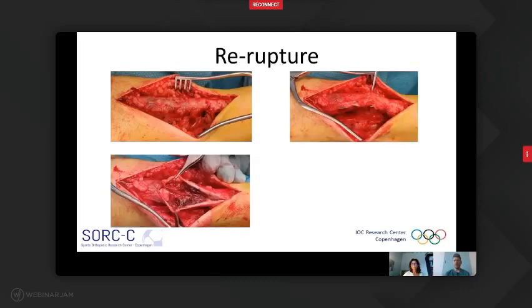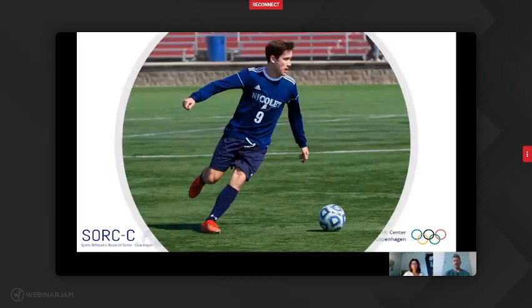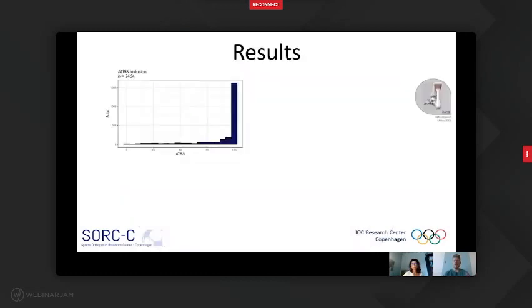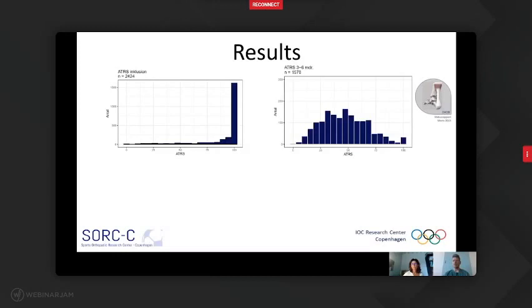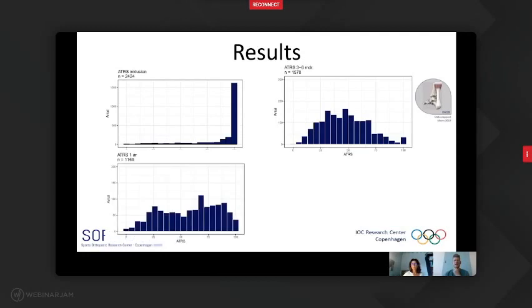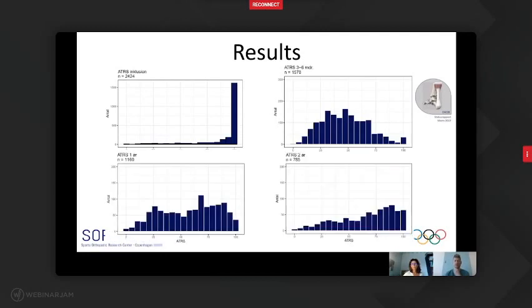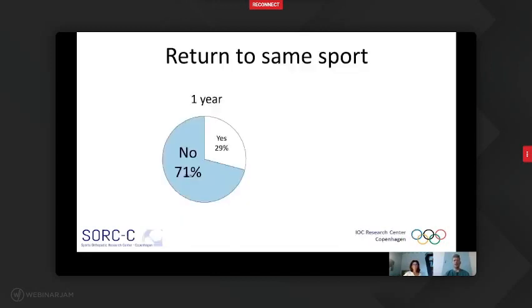I had some slides here on re-rupture, we can get back to that. It is so that before rupture, most people have no problems. After half a year, they are still doing rather badly. After 1 year, they're doing better. And after 2 years, they're doing even better, but they're still not anywhere near what they were before on average. So 30% return to sport after 1 year and 40% after 2 years to the same sport. But still it means that 60% do not go back to the same sport.